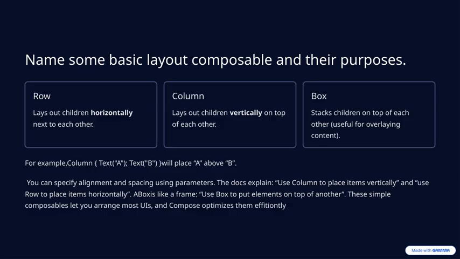First, we have the Row. As the name suggests, it arranges its children horizontally, placing them side by side. This is useful when you want elements to appear in a line, like buttons or icons next to each other.